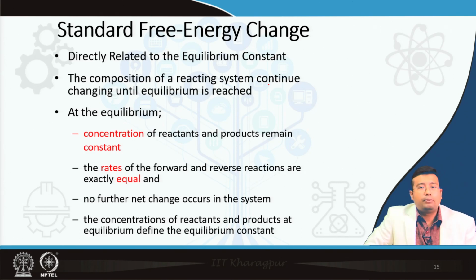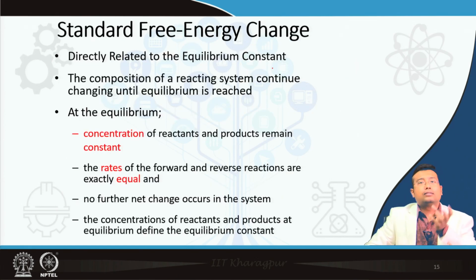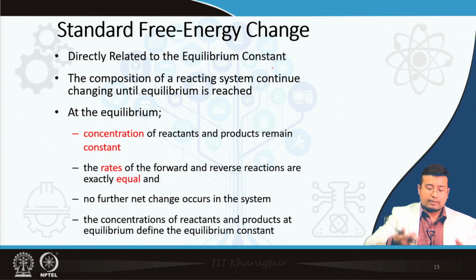We know that if this reaction is at equilibrium, it means the reaction is not going in any direction. It means the concentrations of the reactant and product will remain constant. The rate at which the reaction occurs in the forward direction is absolutely the same as the rate in the reverse direction. So basically, no net further change occurs in the system, okay. And as I already told you, the concentrations of the reactant and product at equilibrium define the equilibrium constant.